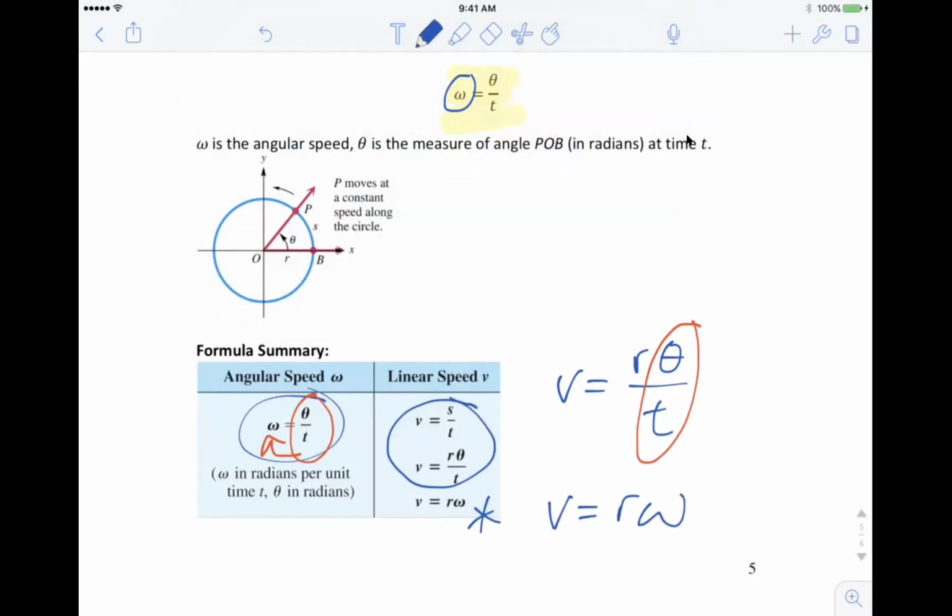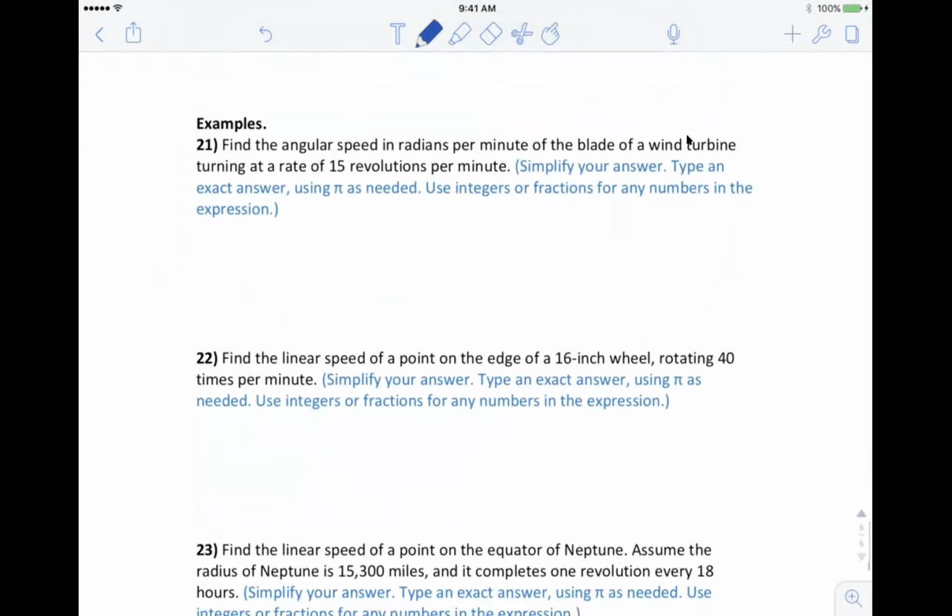Let's do some examples. Last page on this handout, page 6. Let's find the angular speed in radians per minute of the blade of a wind turbine turning at a rate of 15 revolutions per minute. So we want angular speed, so I'm going to use my angular speed formula. What do we know? I know we're doing per minute, so my time is 1 minute. And I just have to figure out what angle was rotated through in 1 minute.